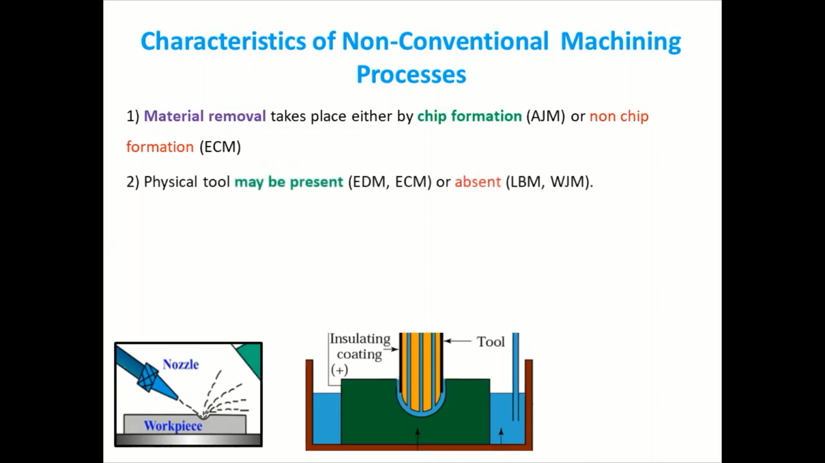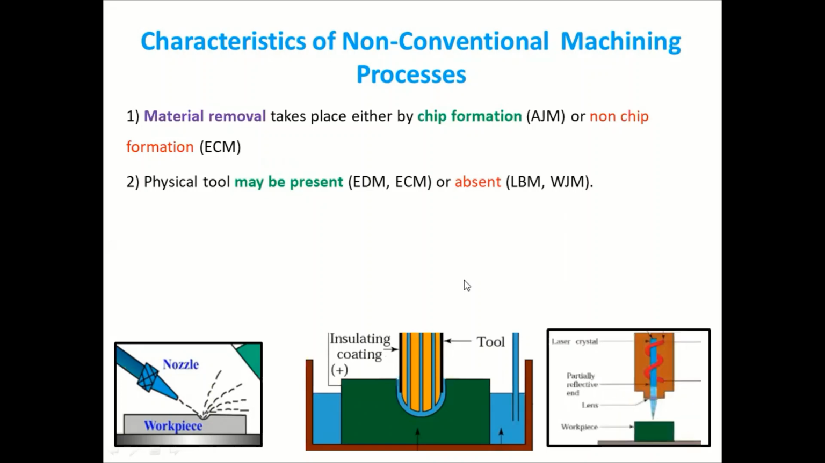Second, the physical tools may be present, as in EDM and ECM; this is the ECM process. Here we can observe the tool we are using, and in some cases the tool is not present. This is the laser beam machining process. Here we are not using a tool, but instead we are using the laser. Then the tool need not be harder than the workpiece.